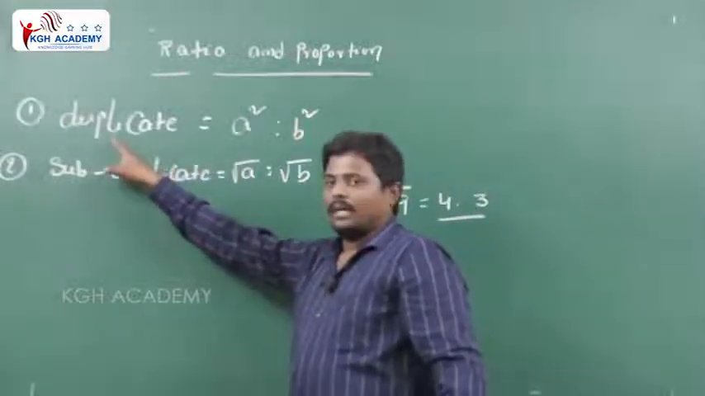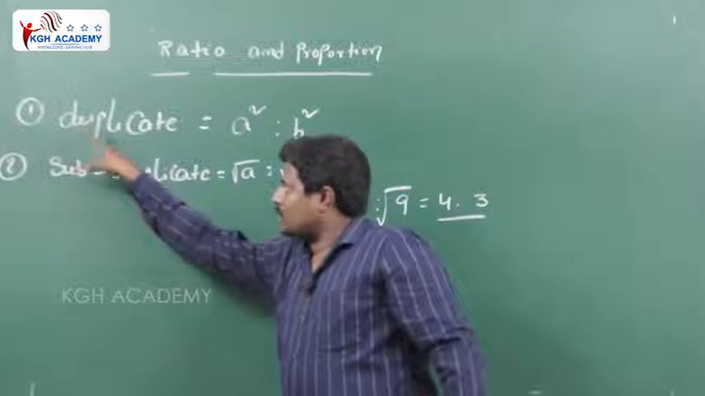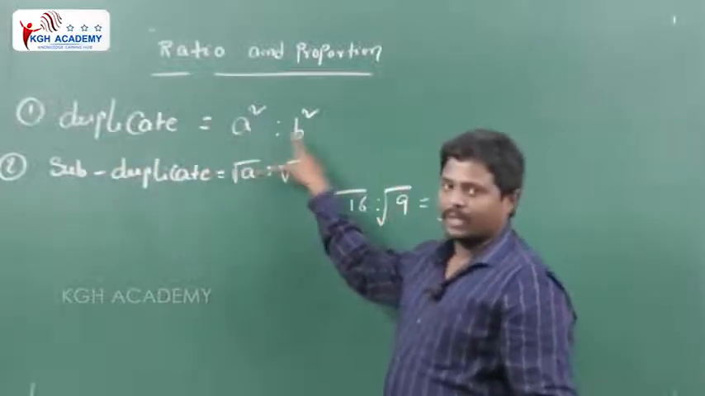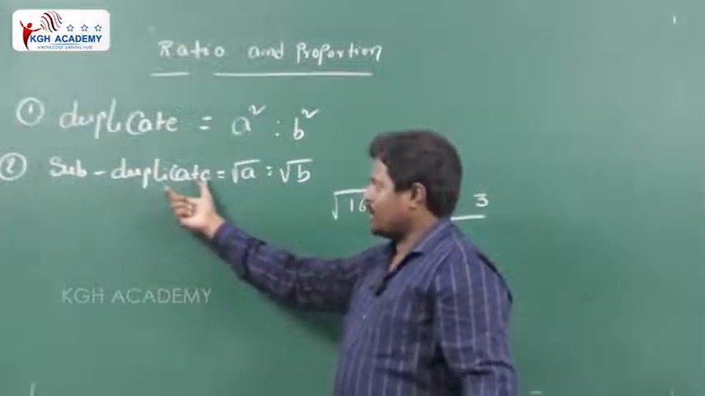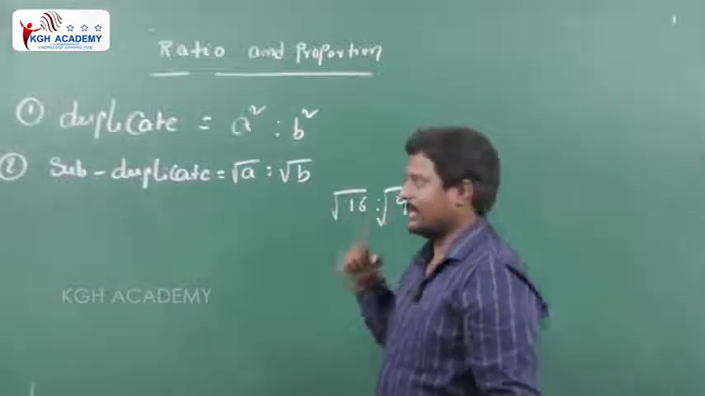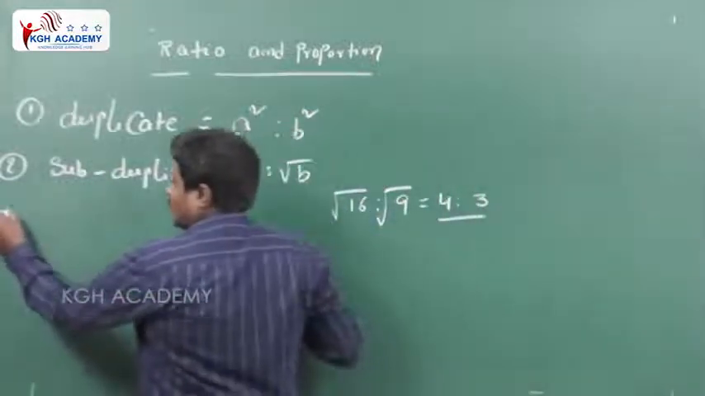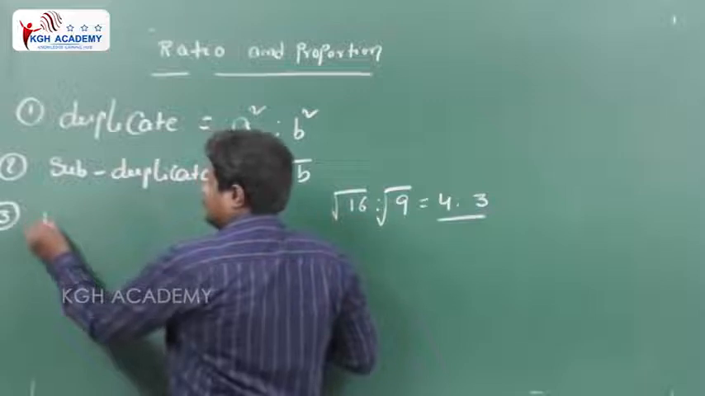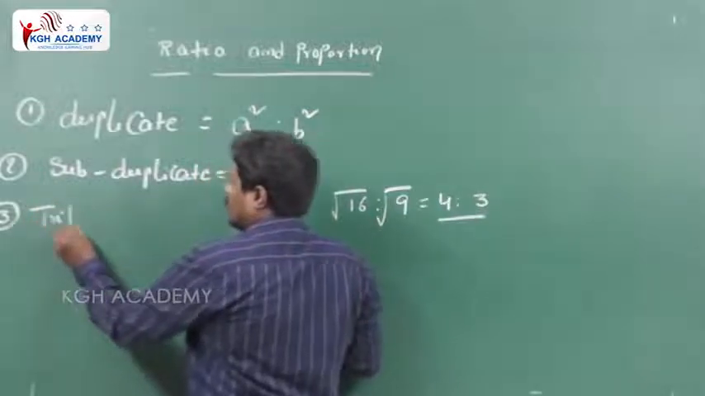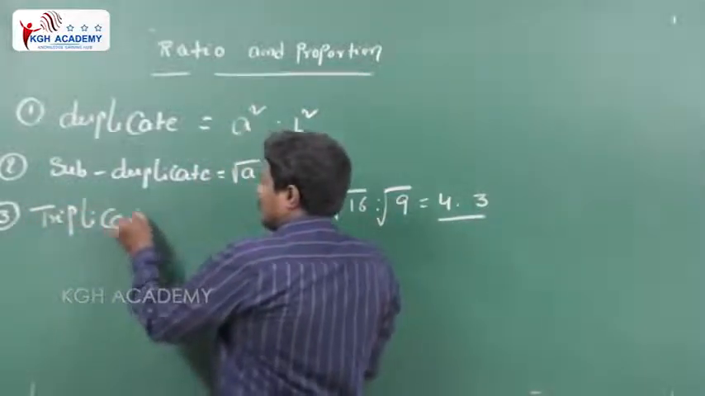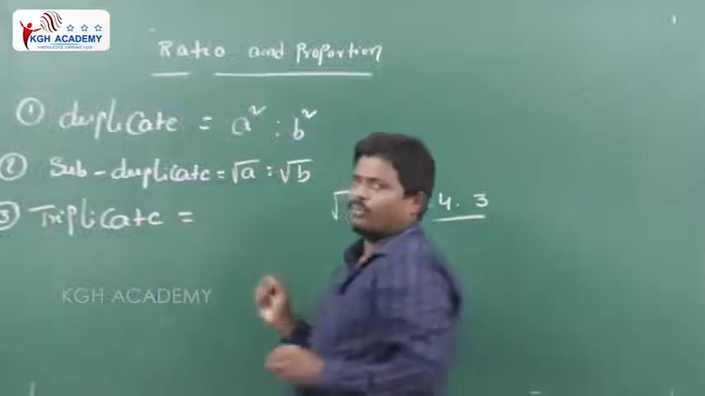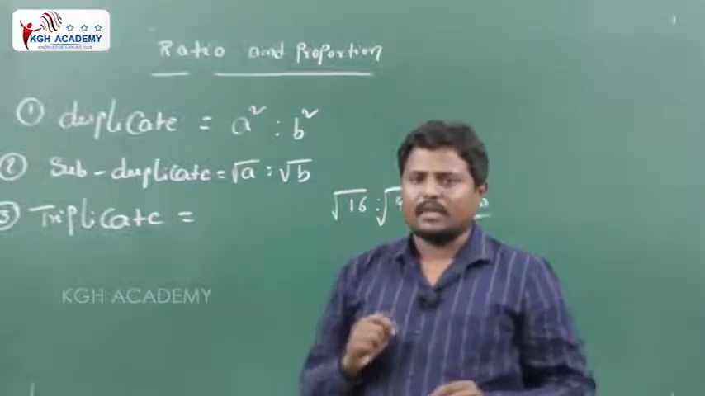Once again I want to explain this. Duplicate ratio formula is a square is to b square. Subduplicate ratio formula is root a is to root b. Next, formula number 3 is the triplicate ratio.